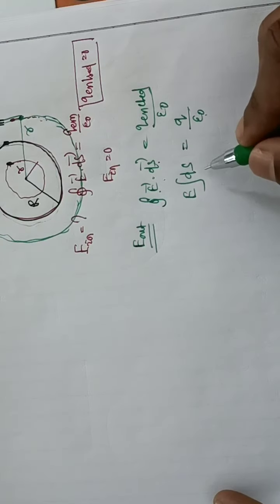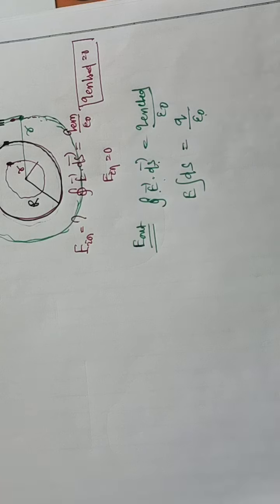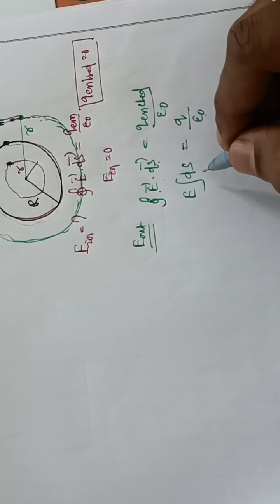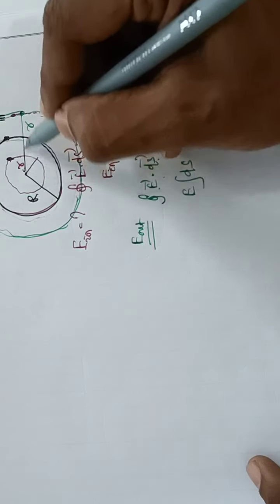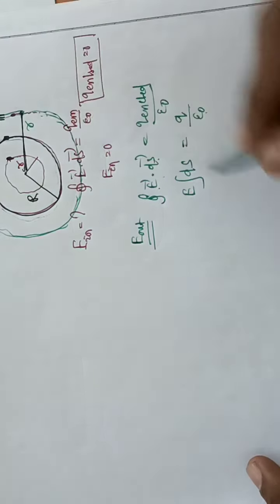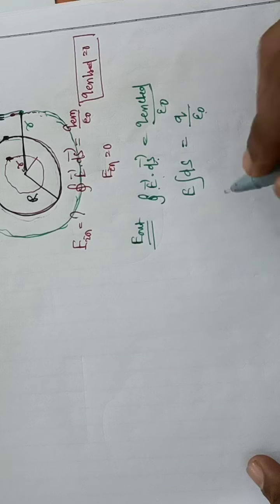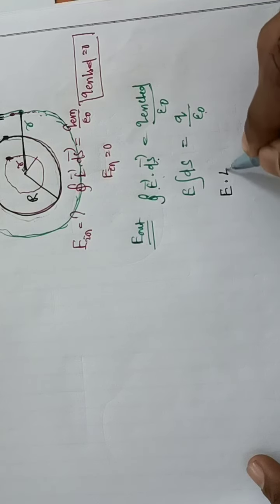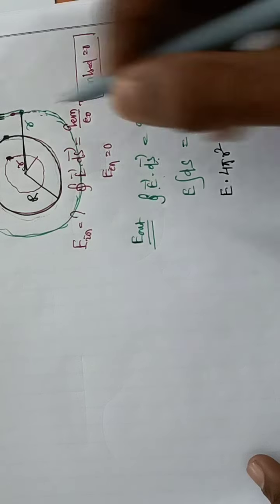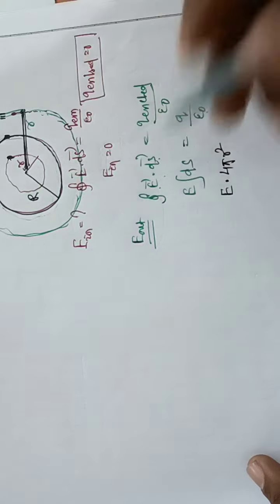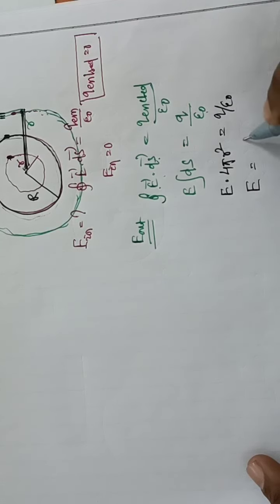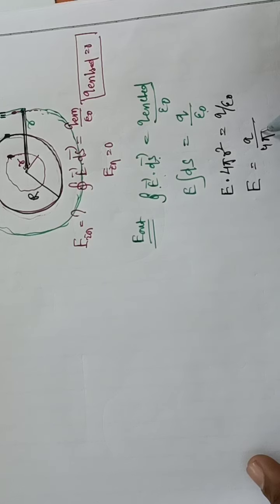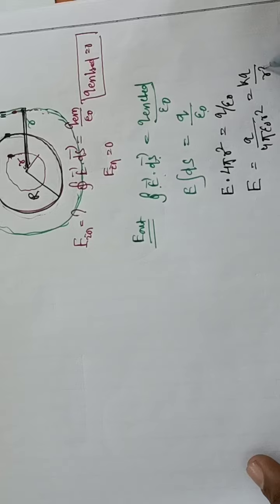Students usually feel difficulty with ds: whose area is it? It is the Gaussian surface area. This is a very important thing: ds is the Gaussian surface area. So I write the Gaussian surface area as 4 pi r square, because the radius of the Gaussian sphere is r. So E times 4 pi r square equals Q upon epsilon naught, and directly I can write E equals Q upon 4 pi epsilon naught r square. This is kq upon r square.